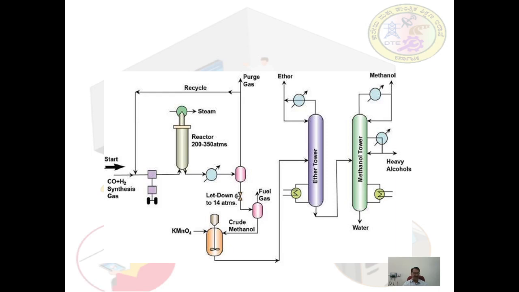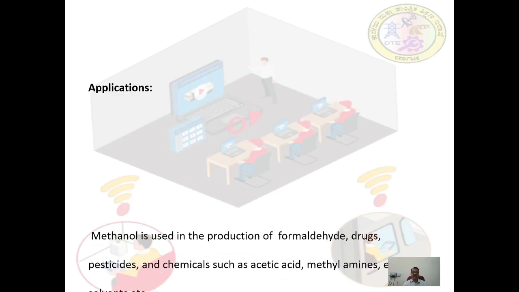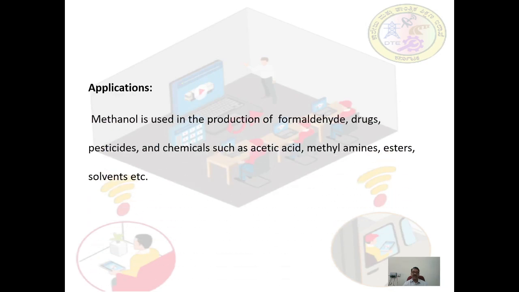Next, we will discuss the applications. The applications of methanol are in the production of formaldehyde, drugs, pesticides, and chemicals such as acetic acid, methylamine, amines, esters, solvents, etc.